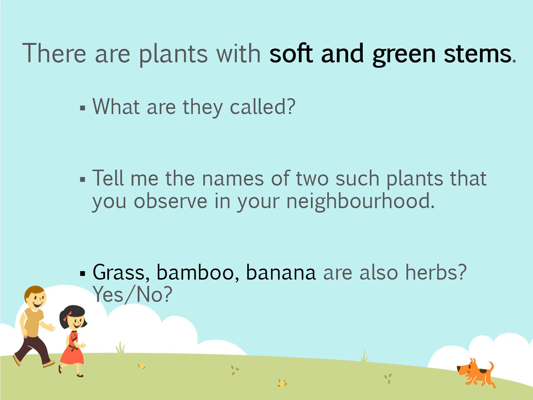Tell me the names of two such plants that you observe in your neighborhood. Example are grass, coriander, fenugreek, spinach. Now, grass, bamboo, banana are also herbs. Yes or no? Yes, correct. Grass, bamboo, banana are also herbs.